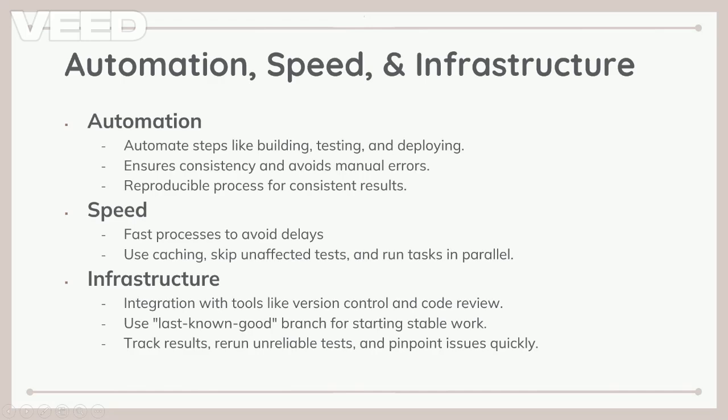A last note: good branching helps the team start new work from a stable version of code, avoiding problems in the main branch. If something breaks, continuous integration tools can track results, rerun unreliable tests automatically, and find the exact cause of the issues quickly.